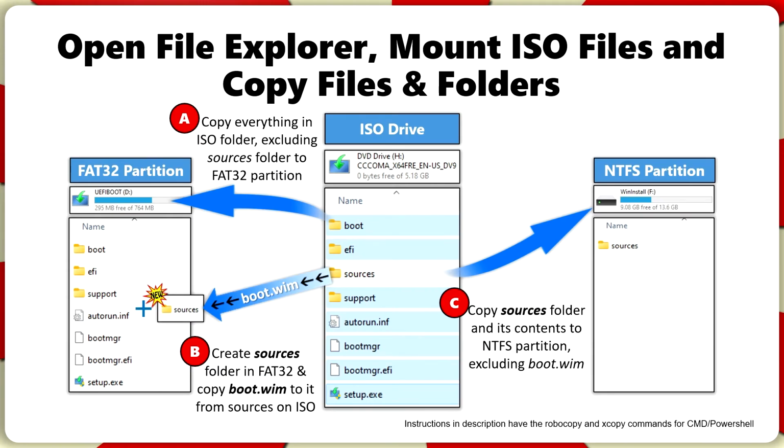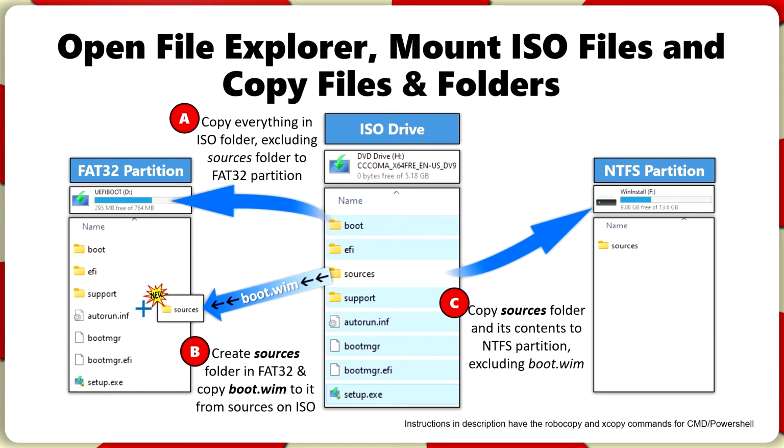After preparing your two partitions, navigate to your ISO download. Right-click the file and select Mount. On your USB, your FAT32 partition is your boot partition. You're going to copy all the files and folders in the mounted ISO drive, except the sources folder, to the FAT32 partition.